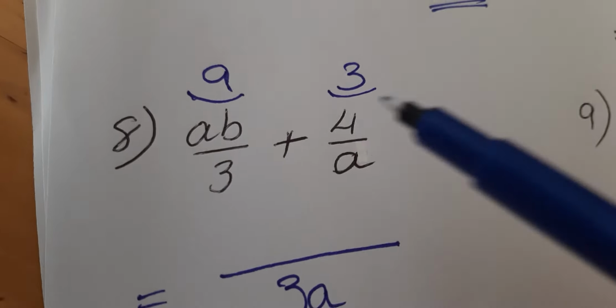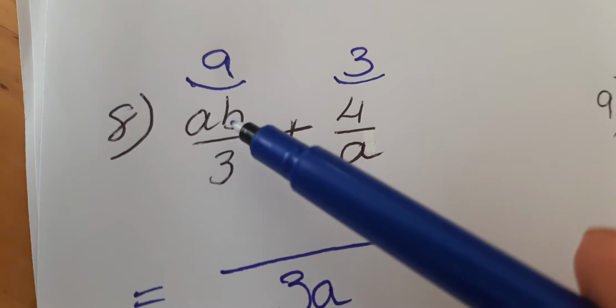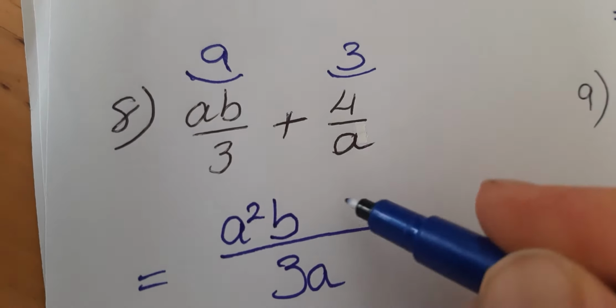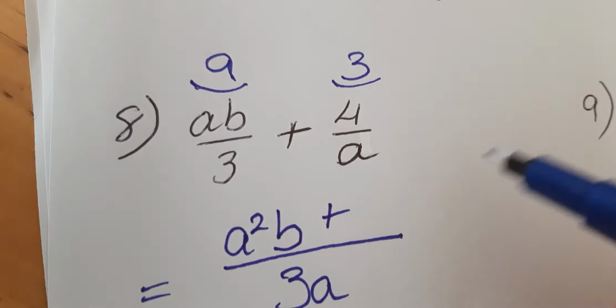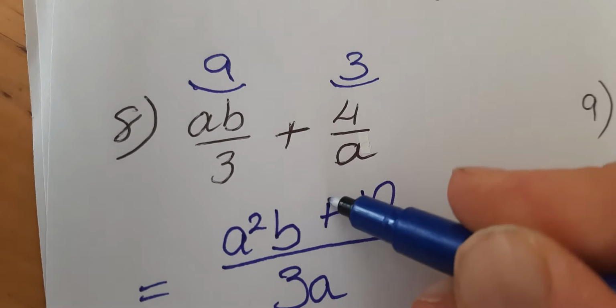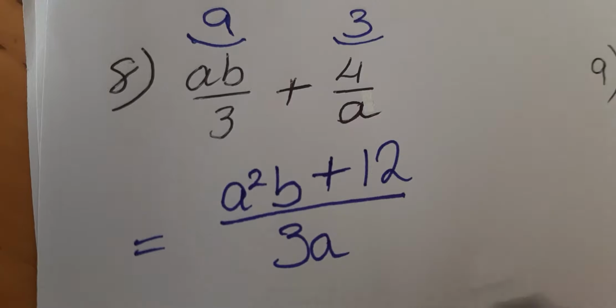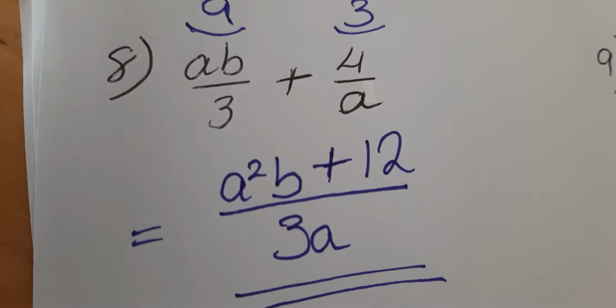We now multiply our numerators. a times ab will be a squared b, plus 3 times 4 will be 12. Does it factorize? No, it doesn't. That's my final answer.